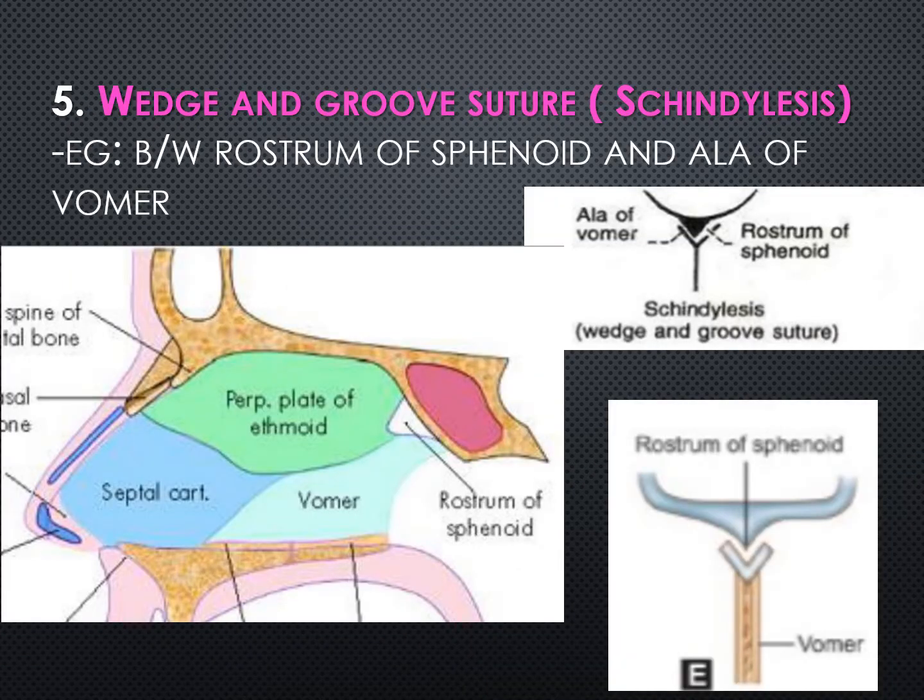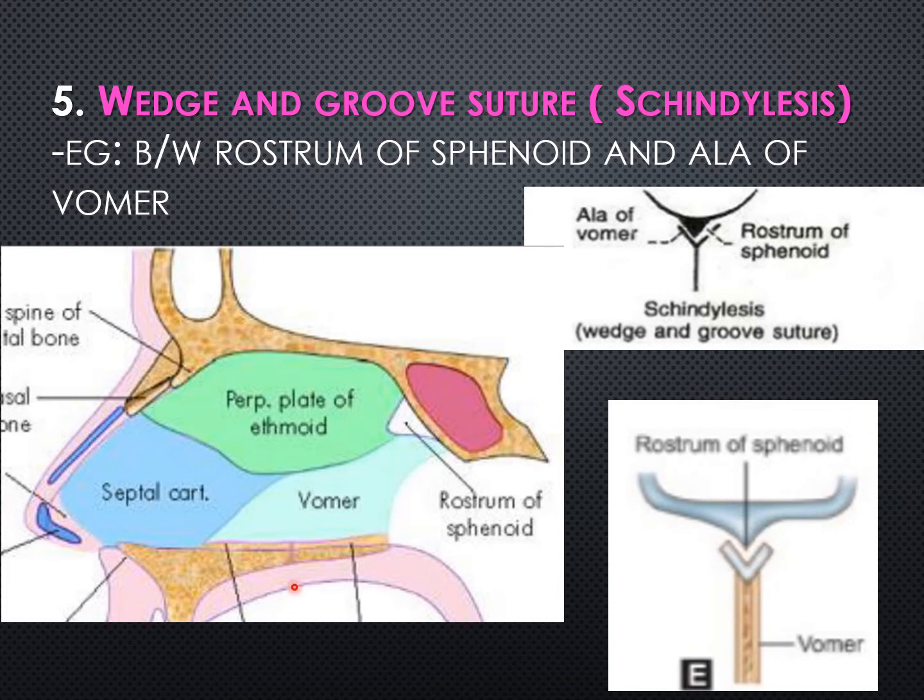The fifth type of suture is the wedge and groove type of suture. So here one bone end will be like a wedge, the other bone end will be like a groove to which this wedge will fit snugly. And this type of suture is otherwise called schindylesis. This term is very important, schindylesis.